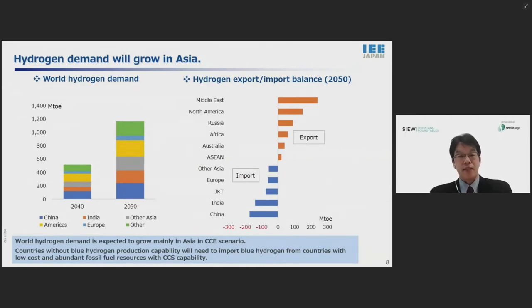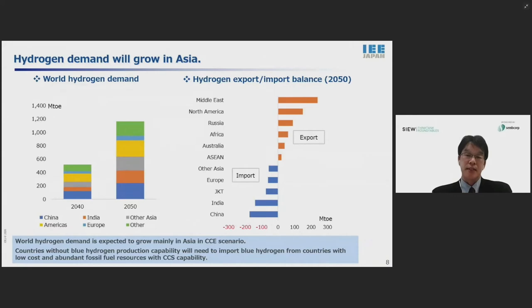Okay, this slide shows the hydrogen demand estimated in these scenarios. The demand for hydrogen as of 2050 will be more than 1,100 million tons oil equivalent. This is a very large amount. In our scenario, we assume that this amount of hydrogen will be needed to achieve our scenarios. And 90% of the total hydrogen demand in this scenario will be blue hydrogen based on fossil fuel with CCS.